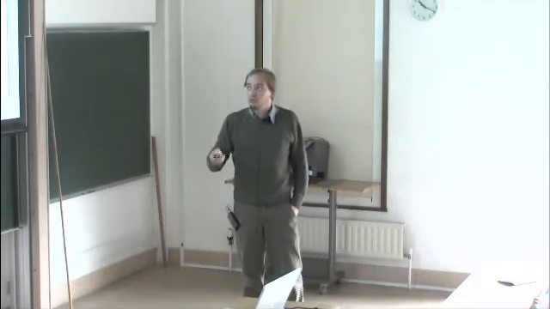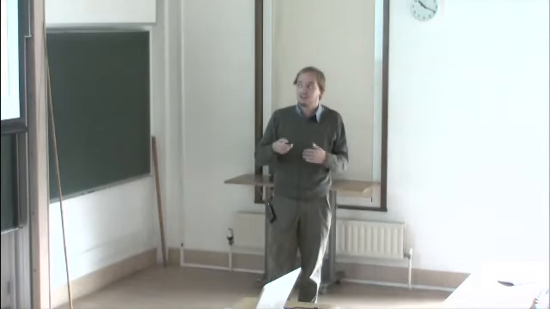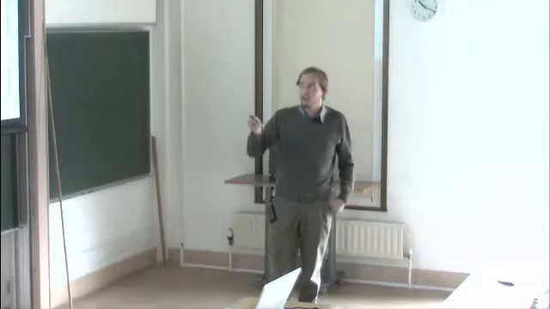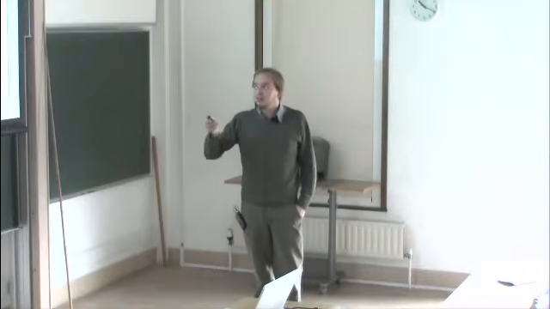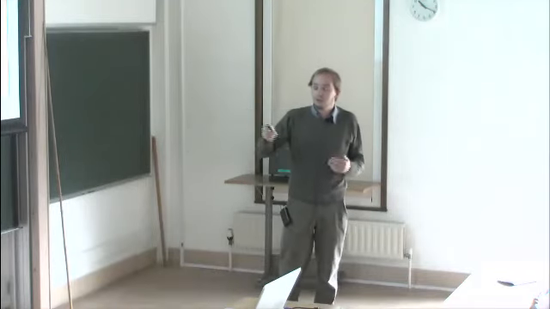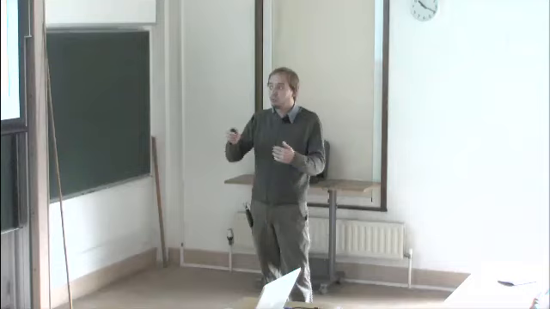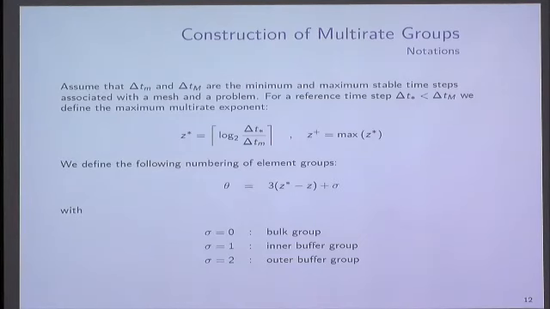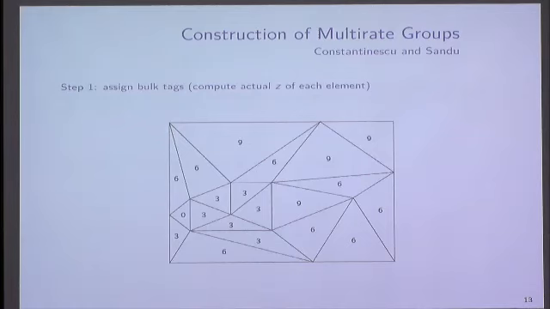So after that, we use notations to characterize the elements in the different groups. Theta, that will be modulo 3, 0, then you have a bulk group. Modulo 3 gives 1, then you have an inner buffer group. And modulo 3 gives you 2, then you have an outer buffer group. So for Constantine and Sandu, the first step, we just assign the bulk tags that correspond to the range of time step to which the elements belong.